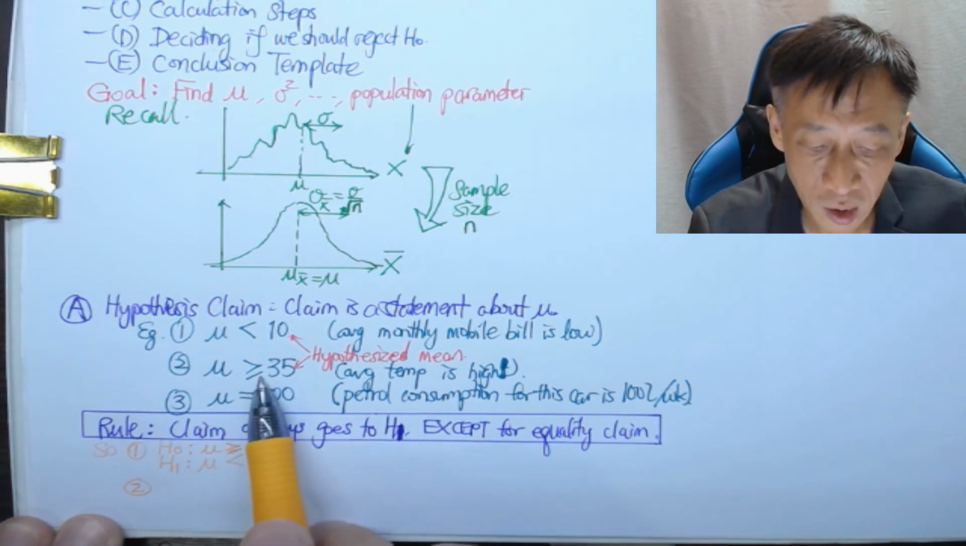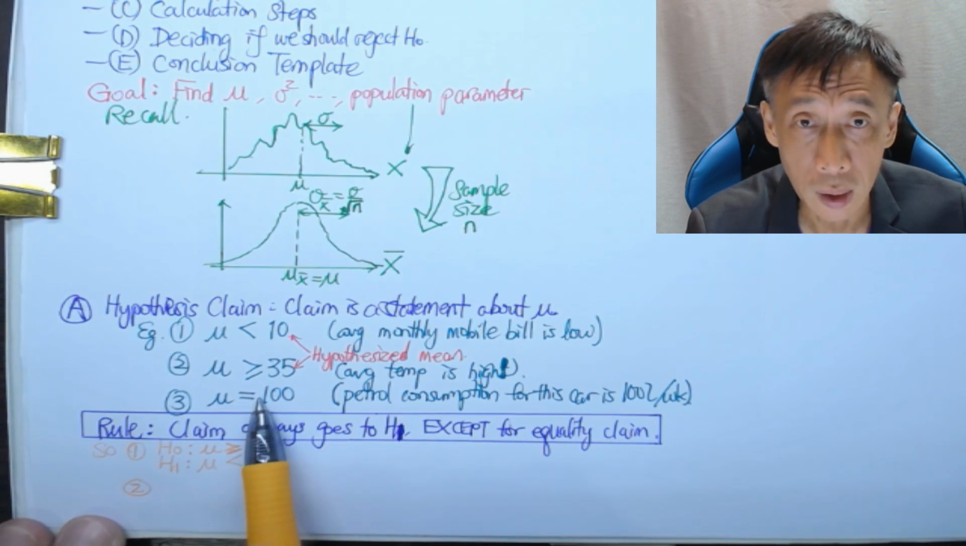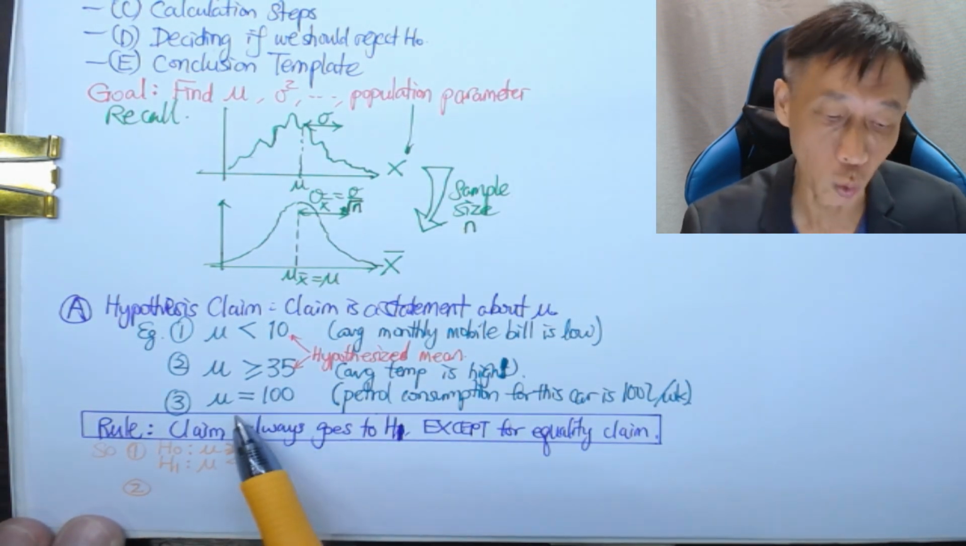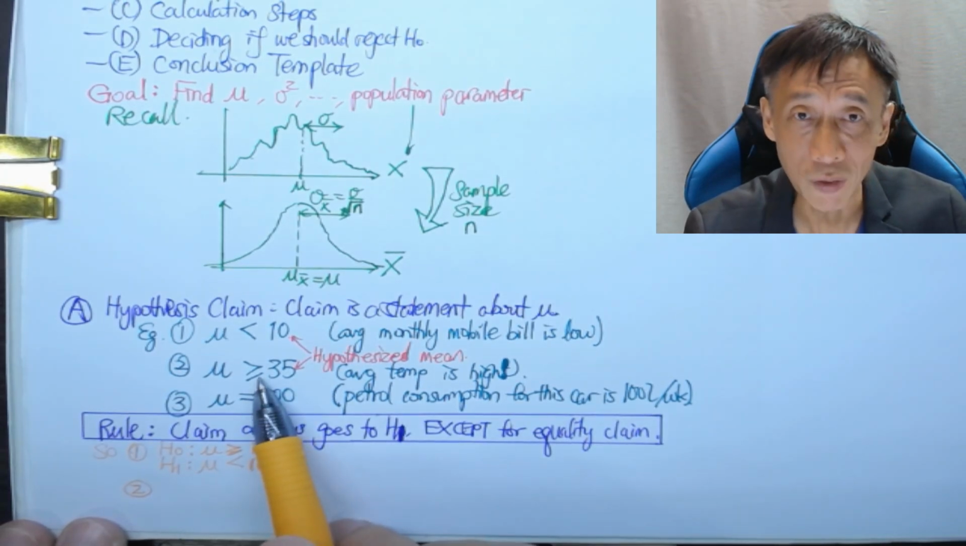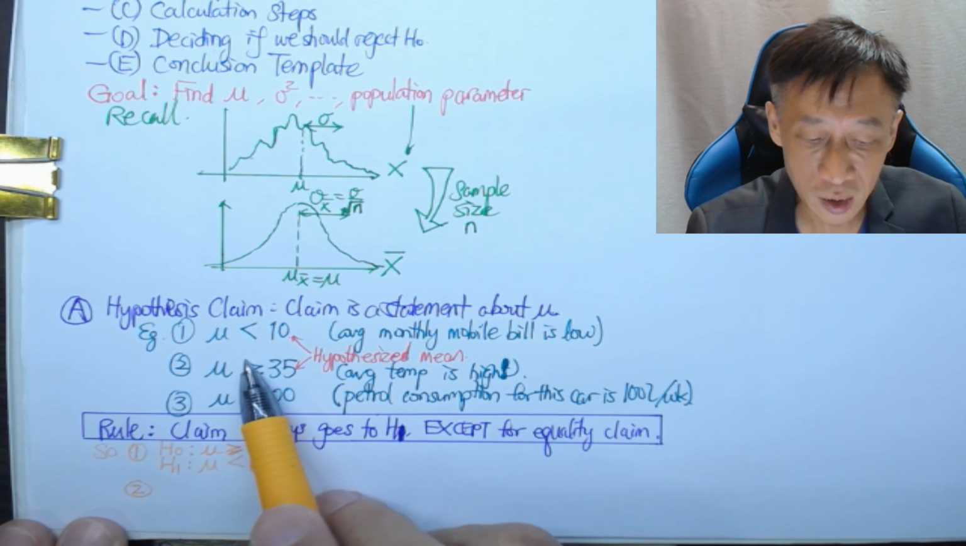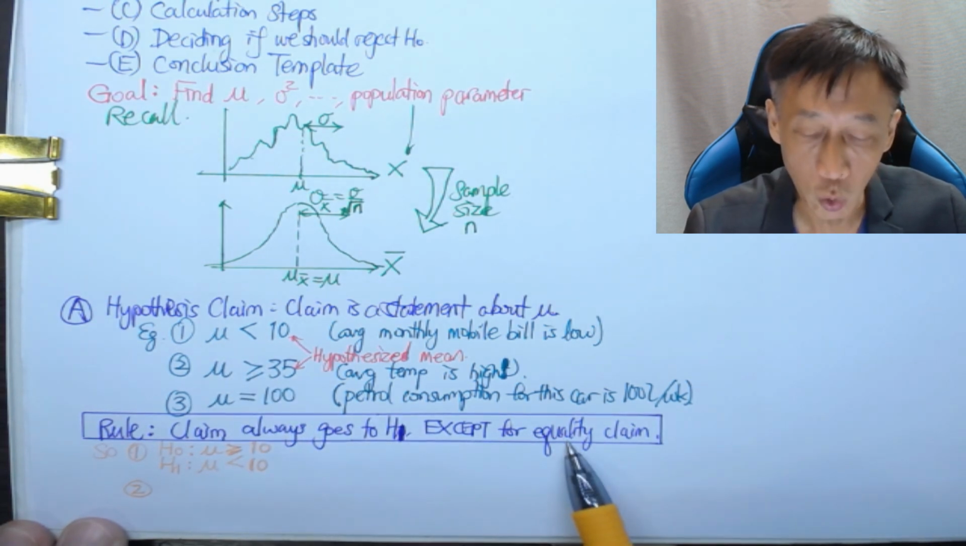Is this an equality claim? No. Number 3 is an equality claim, with a pure equal sign. The claim statement includes only a pure equal sign. This statement does have the equal sign, but essentially it's an inequality. So just to be clear what I mean by an equality claim.